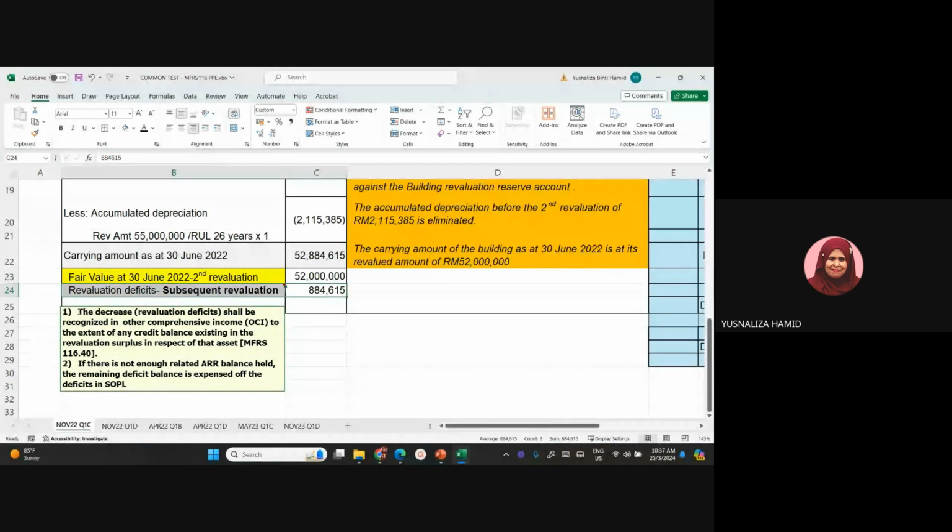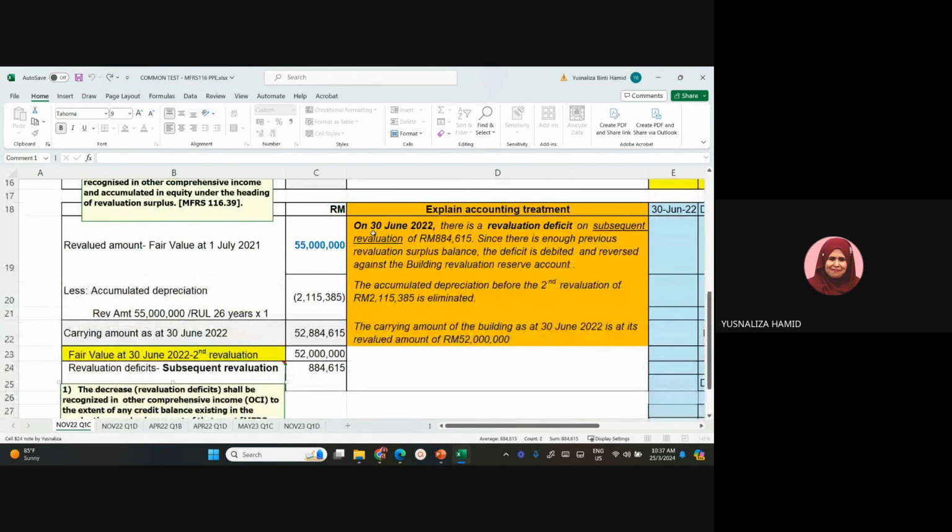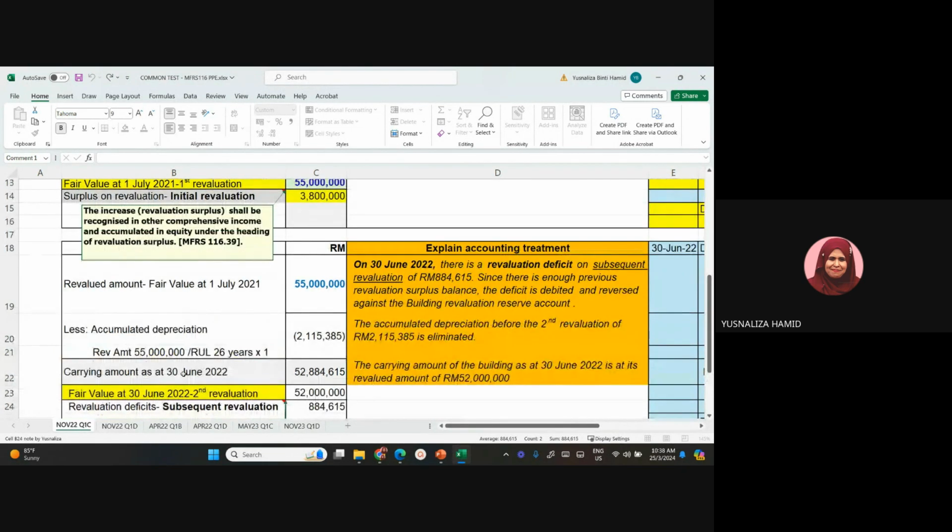So you are informed under MFRS 116 paragraph 40, the decrease. Decrease refers to revaluation deficit where fair value is less than the carrying amount or carrying value, shall be recognized in other comprehensive income to the extent of any credit balance existing in the revaluation surplus. And if there is not enough balance, the remaining deficit will be expensed off to the profit or loss. What does that mean? It means that on 30th of June, I put the accounting treatment here, there is a revaluation deficit of 884,615. So before you go and debit straight away to the profit or loss, you must first check whether there is a previous surplus.